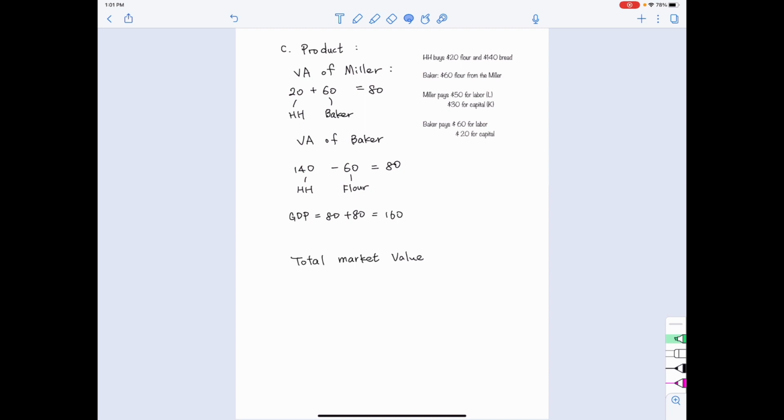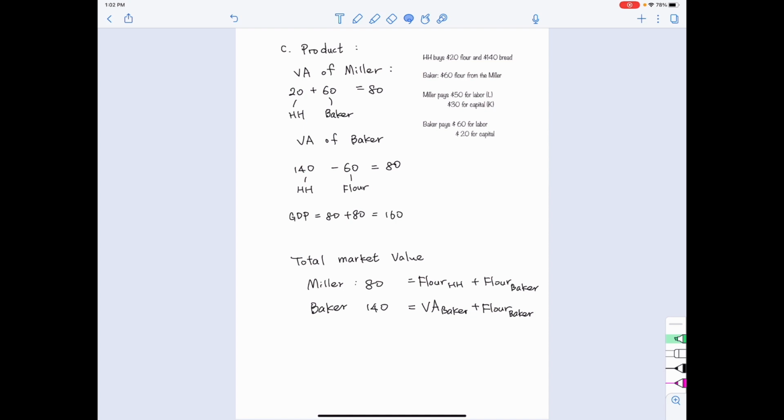It turned out that for the meter, the total market value is quite clear. It is $80, because it produces flour and sells $20 of flour to the household and $60 of flour to the baker, so it adds up to $80. For the baker, the total market value is the value of the bread that it produced, and it turned out to be $140. In fact, this $140 includes the value added of the baker, which is $80, plus the value of the flour, which is $60.